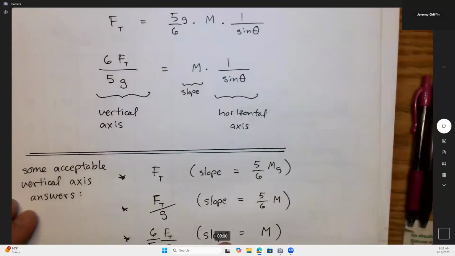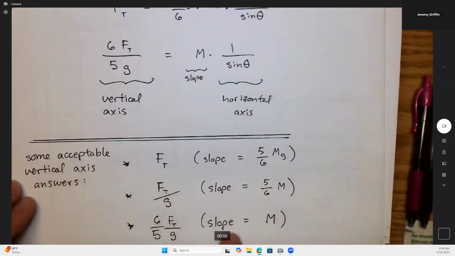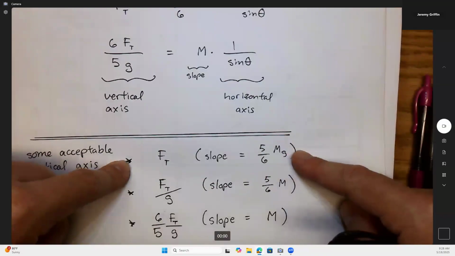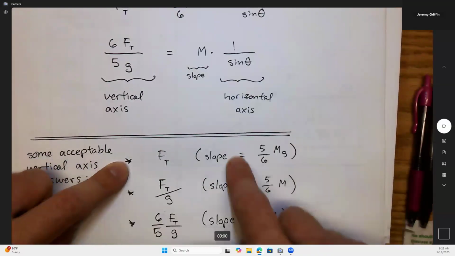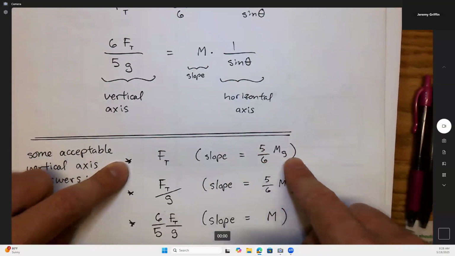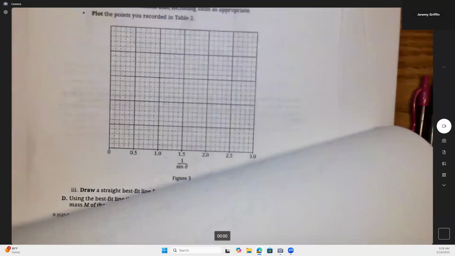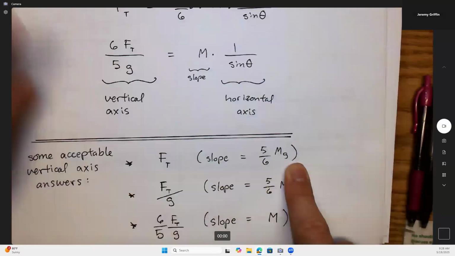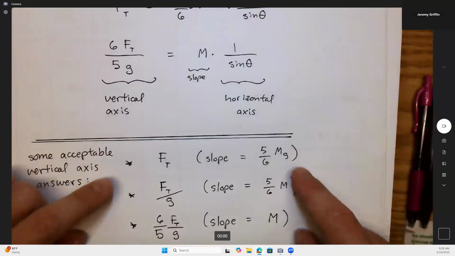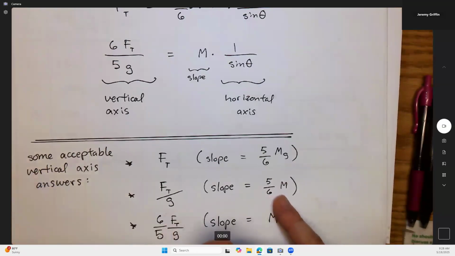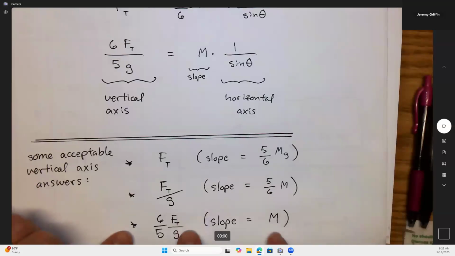So here are acceptable vertical axis answers. I mean, here's 3 of them. You guys probably had one of these if you did it right. There might be a couple other ones too. You could just go with the tension, right? That could do it. In that case, the slope would be 5/6 of the weight, right? Oh, wait, did they ask for mass or weight? Mass? Yeah, they did ask for mass. Okay, so you have to also consider g, right? You could have moved over one of the variables like g, right? But then the slope would still be 5/6 m, so there would still be some math you'd have to do, right?